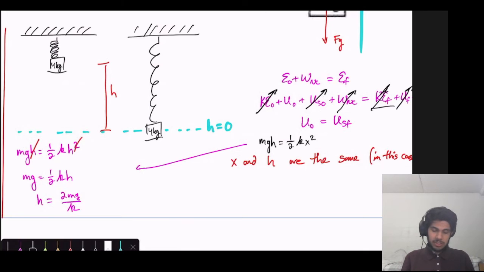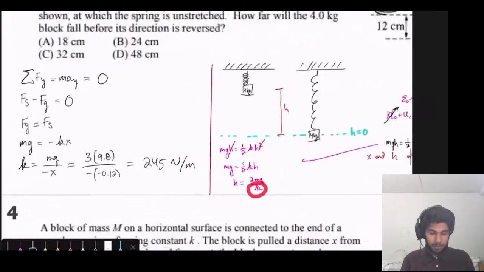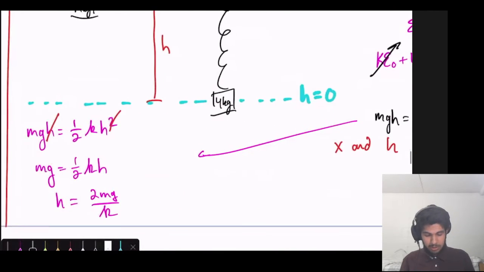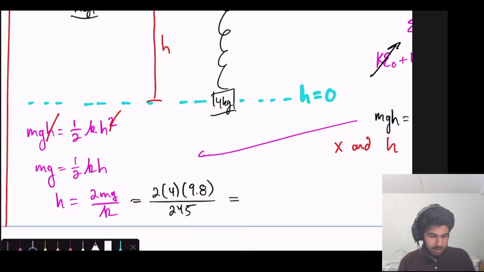And we have all of these quantities. The mass is now 4 kilograms. g is our usual 9.8. And k we solved for before. We got that to be 245 newtons per meter. So we can solve for this. This is equal to 2 times 4 times 9.8, all of this divided by 245, and that will be equal to 0.32 meters or 32 centimeters.